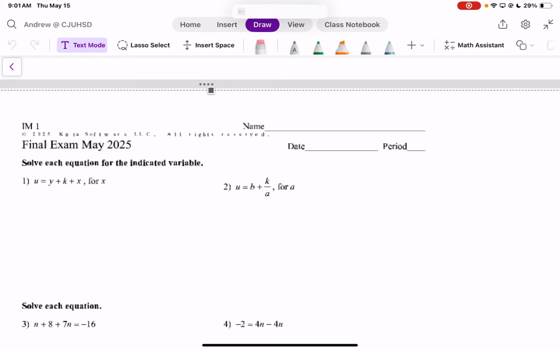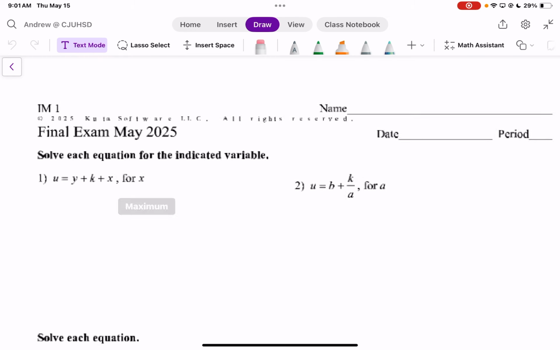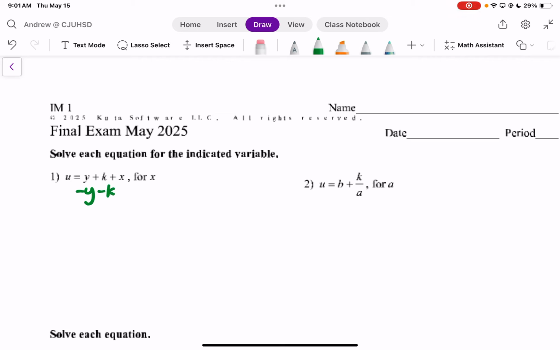For the first one, it says you're going to solve for x. So that means everything that's not x has got to go to the other side of the equation. That means the y has got to get subtracted, the k is going to get subtracted, and that happens on both sides of the equation.